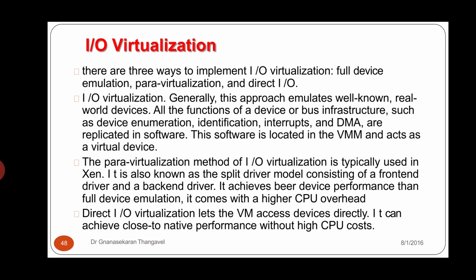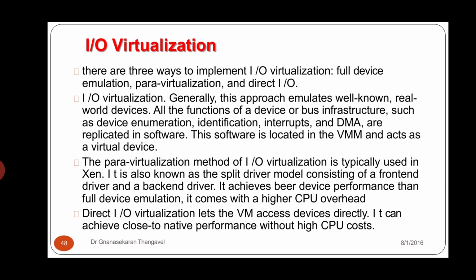Coming to the concept of para virtualization, what does it mean? The para virtualization method of IO virtualization is typically used in Xen architecture. It is also known as the split driver model. It consists of a front end driver and a back end driver.